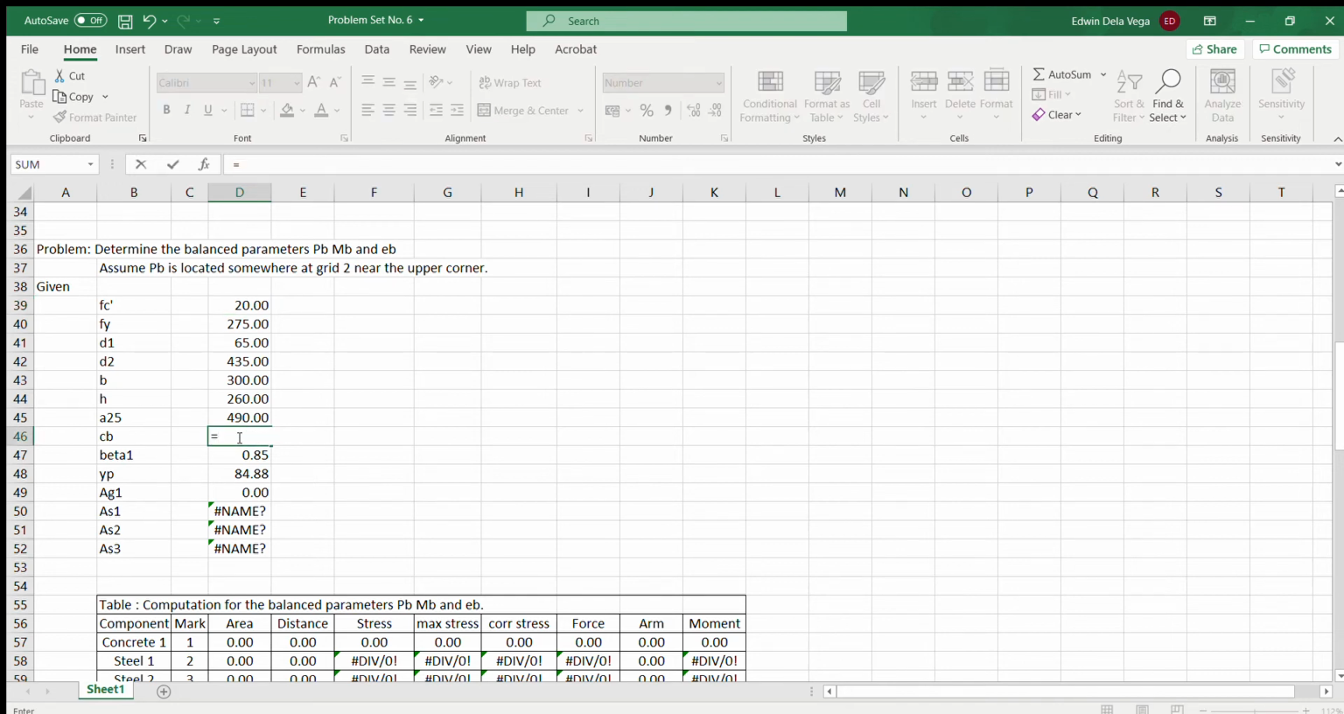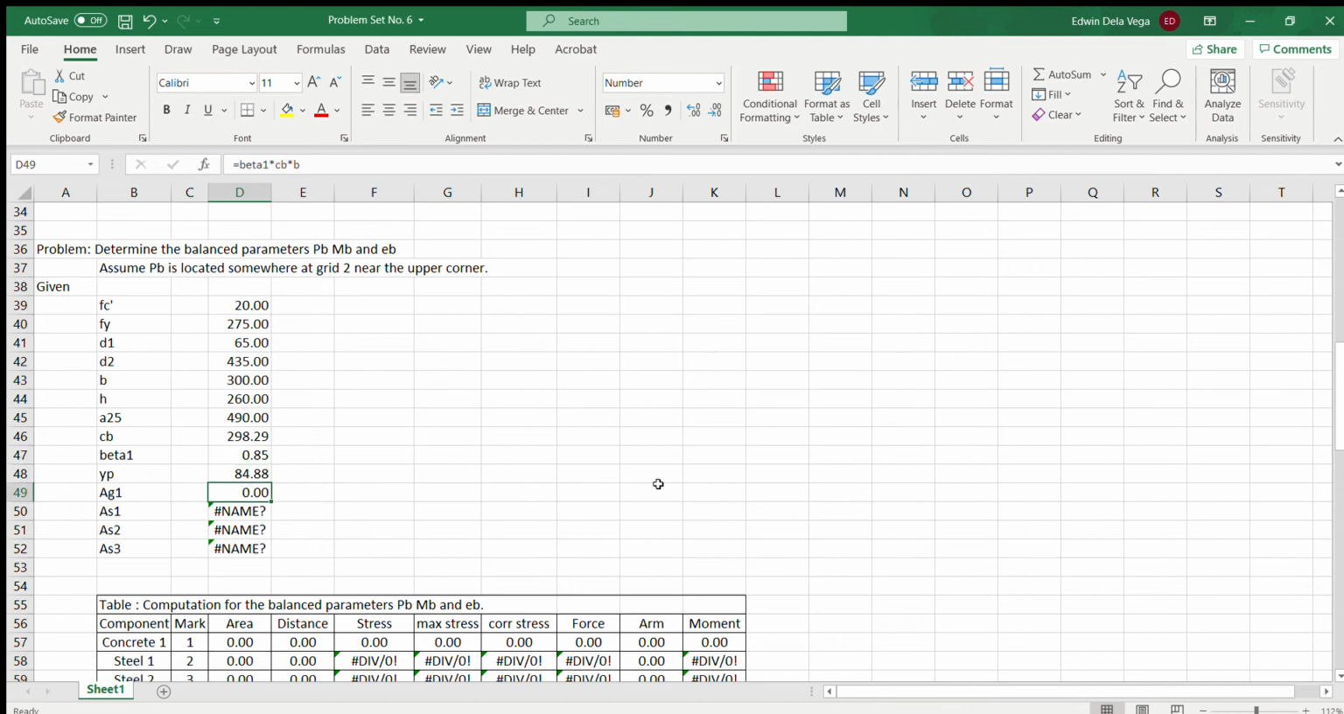What's the formula for CB? So it's 600 times D1, or sorry, D2. Okay, always the D here for CB is the last. Okay, the last distance defined by the steel layer. So if you have only two layers, you place here D2 or 435. Okay, so this is D42 divided by 600 plus Fy, and Fy is D40. Okay, so let's just use the cell name. Can place a variable name there.